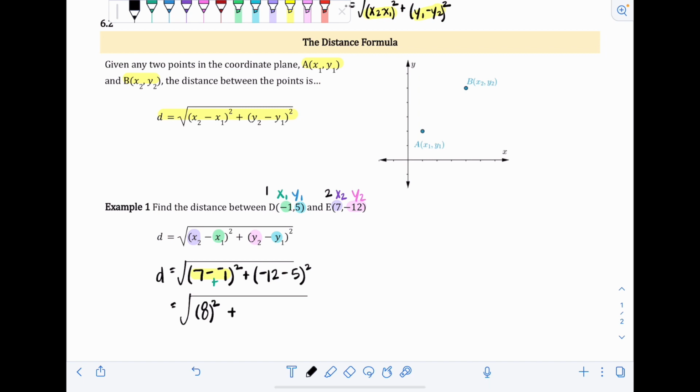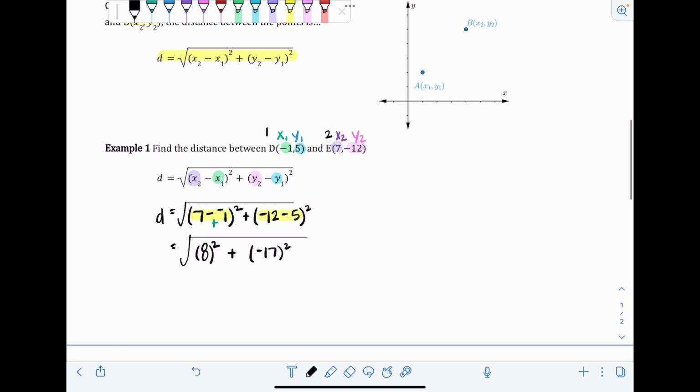And then on the second set of parentheses, -12 minus 5, it's like you're starting at -12 and then you go down 5 more, so you'd be going down to -17. So this would be -17 squared. And then from there, we do need to square them separately, just like the Pythagorean theorem, so we can't just add them together and then square after. So we've got to square first, so it'll be 8 squared, so 64.